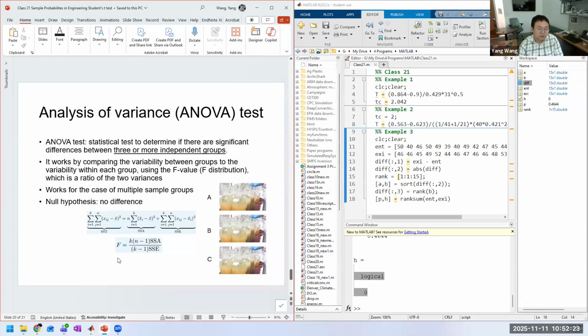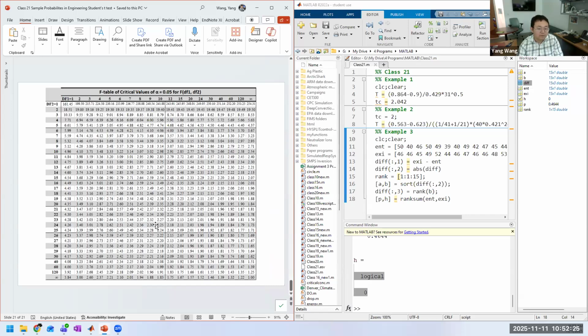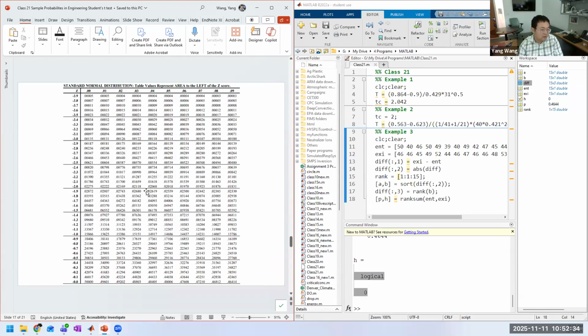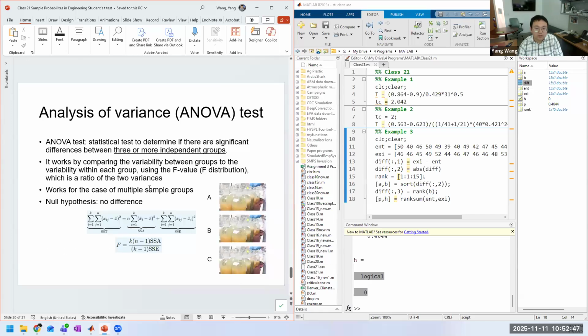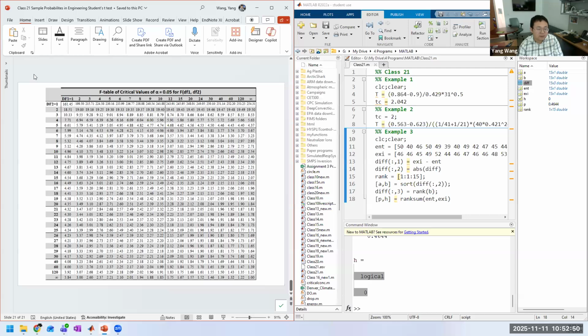Again, we calculate the F, and there's a table for F values. In a lot of these statistical analyses, we have to use a table to find the critical value for the criteria, either the T value, the Z value, or the F value. Then we can tell whether the null hypothesis is accepted or rejected. So that's it for this class. In this class we introduced different methods to tell whether a sample belongs to a population or agrees with the population, or whether samples of different populations agree with each other.